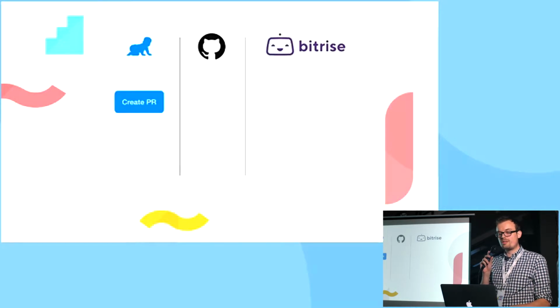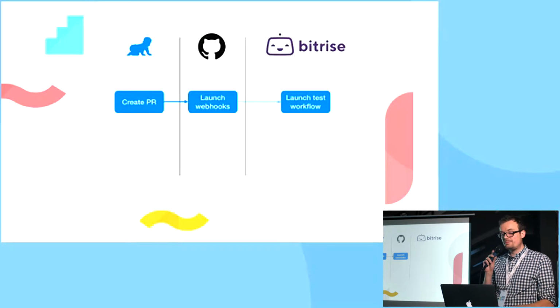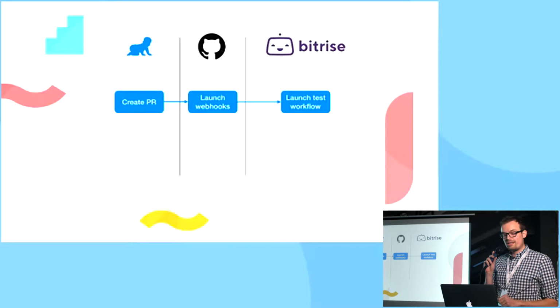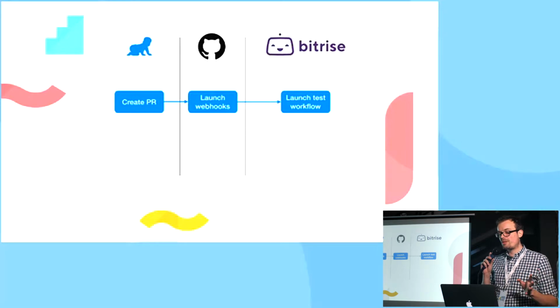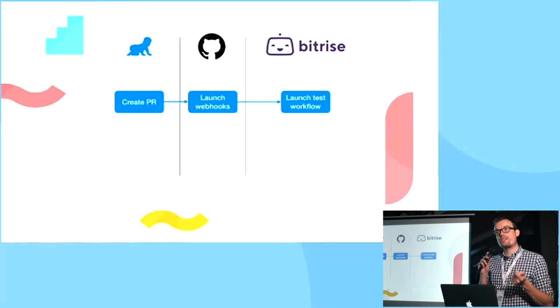After a pull request is created, Bitrise receives a webhook from GitHub and launches a test workflow. When the workflow ends, it notifies GitHub of the result, either accepting or rejecting the pull request. Each subsequent commit to a branch which has outstanding pull requests triggers another test.